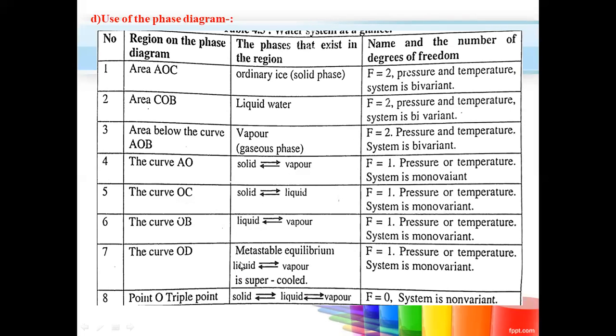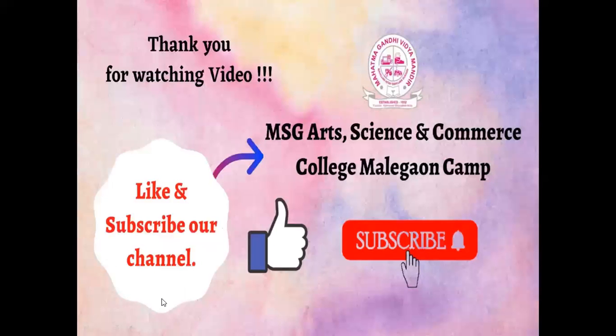The curve OD, metastable equilibrium, liquid converted into vapor, is supercooled, that is the degree of freedom is 1 and the pressure or the temperature of the system is monovariant. Triple point O, solid, liquid, and vapor, degree of freedom is 0, that is the system is non-variant.